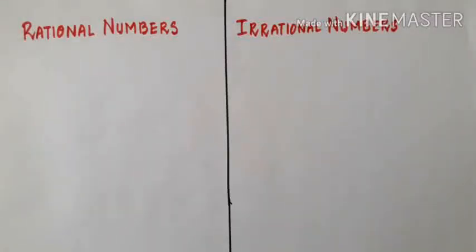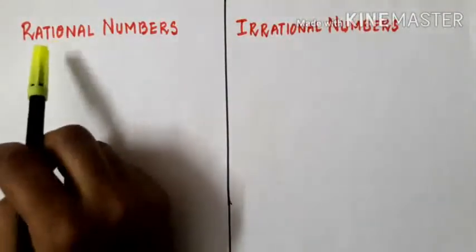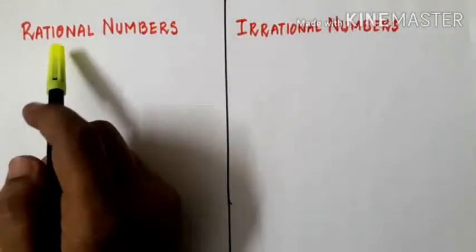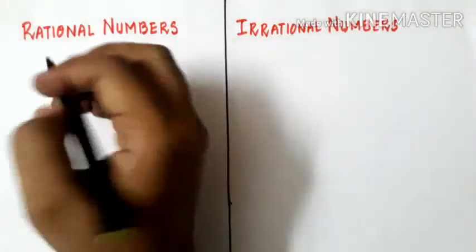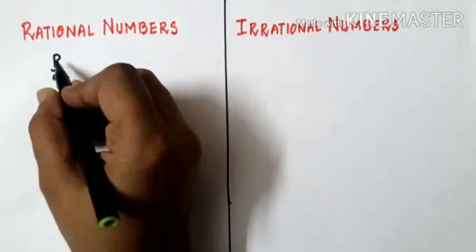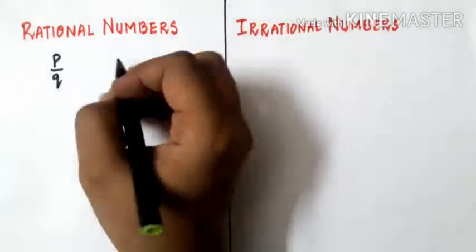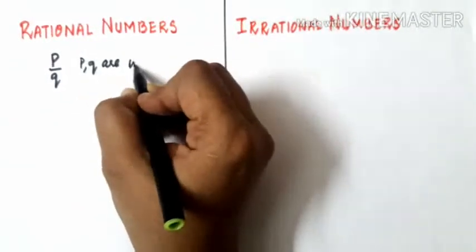Hello children. So today in this video we'll learn the difference between rational numbers and irrational numbers. Okay, so the rational numbers, which you already read in your earlier classes also. What are rational numbers? The numbers of the form p upon q, where p and q are integers.